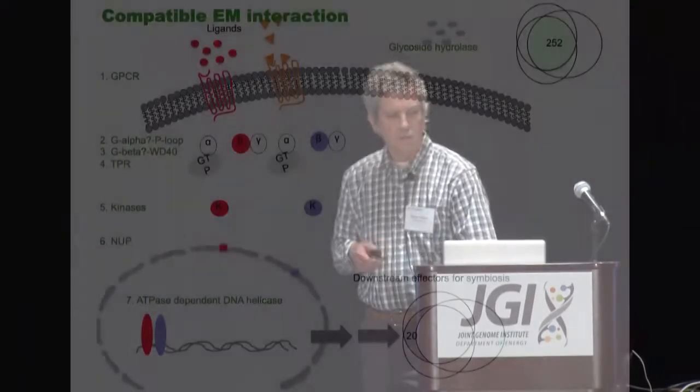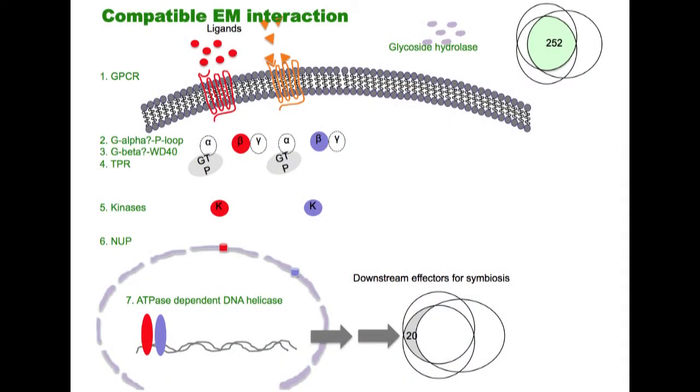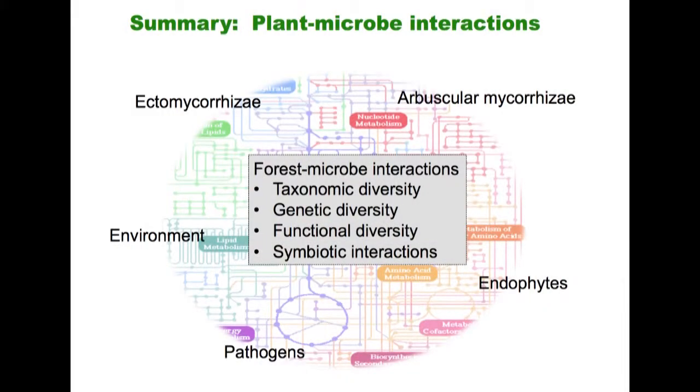And so for example, in a compatible ectomycorrhizal interaction, you have a variety of plant ligands that induce a G protein signaling cascade, including a lot of these proteins that have all of the signal peptides for transport to the nucleus and so forth. And likewise for the incompatible interactions.